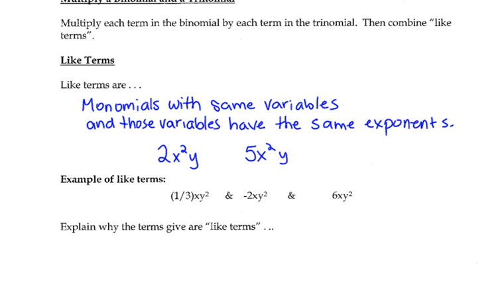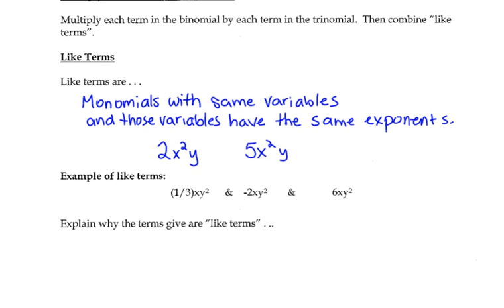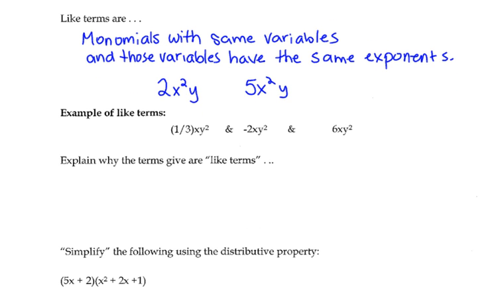Or I have this example down below. So why are these all like terms in this example? The 1/3 xy squared, negative 2xy squared, and 6xy squared, yeah? They all have xy squared.